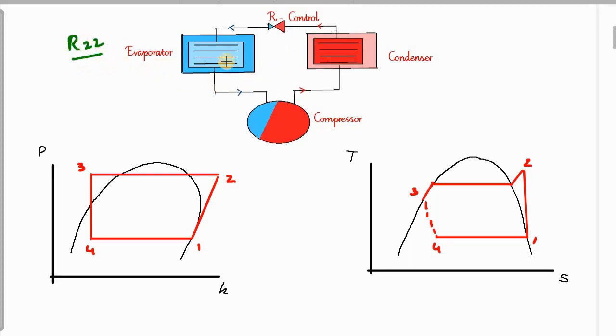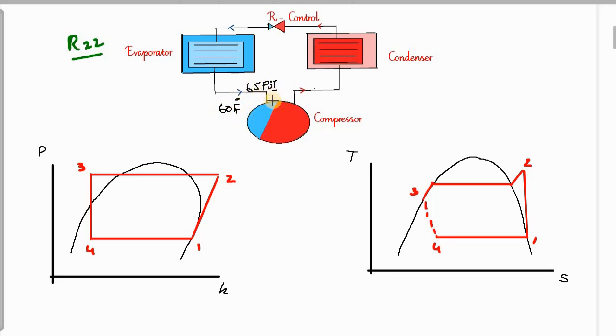Okay, so now we will determine the values of the pressure and temperature all around this vapor compression cycle. We will start this cycle from the suction line of the compressor. The suction pressure of the R22 is about 65 psi, which is low, and the temperature will be 60 degrees Fahrenheit. So now, what will happen in this compressor?